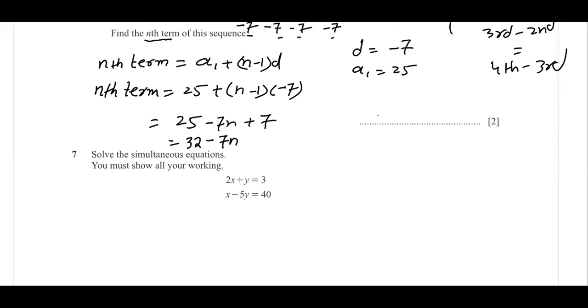So this is your final. So for the final answer, please write here 32 minus 7n.